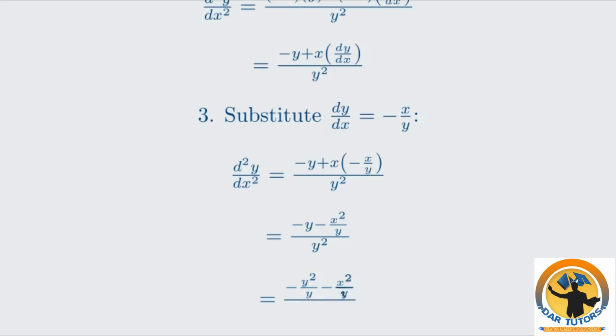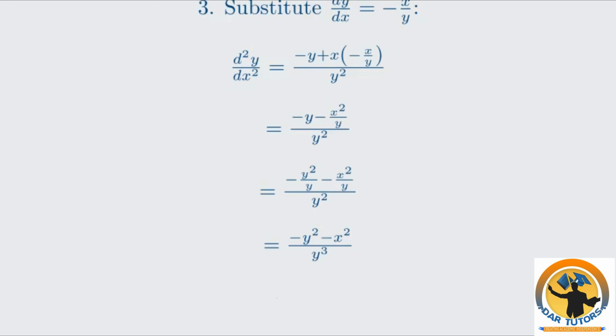To simplify further, we can multiply the numerator and denominator by y. This gives us negative y squared minus x squared, all over y cubed.